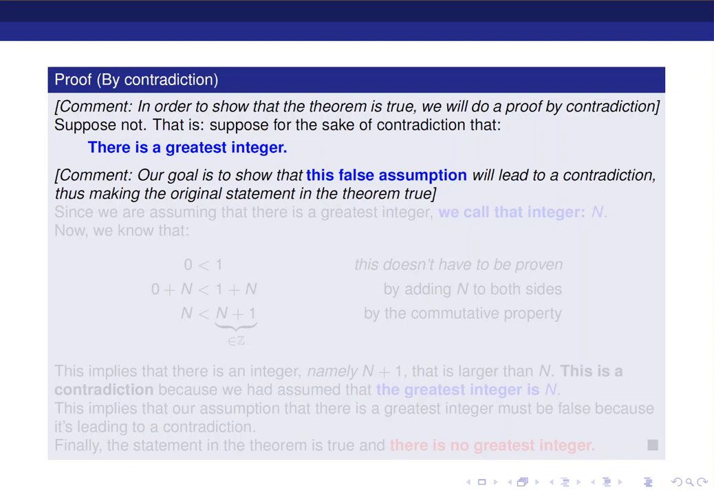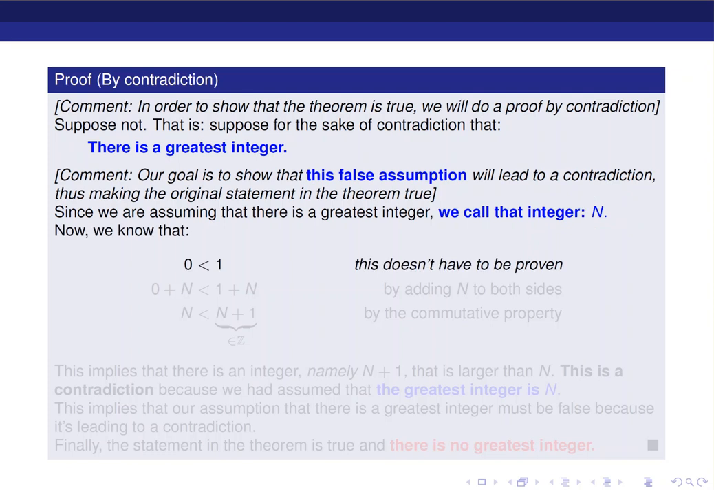Again, our goal is to show that the assumption that there is a greatest integer will lead to a contradiction, making the original statement in the theorem true. So how can I derive my contradiction? Well, let's interpret what it means to say there is a greatest integer. If there's a greatest integer, then let's give it a name. I'm going to call that integer n. So n is supposed to be the largest integer that you can ever find.